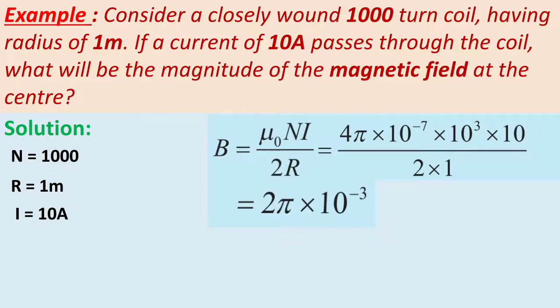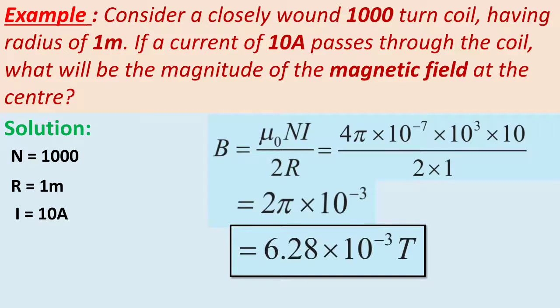Now pi itself is 3.142. So finally we will have the answer as 6.28 into 10 raised to minus 3 Tesla, as we have to find the magnitude of the magnetic field. The unit for the same will be Tesla or weber per meter square. So we can simply write Tesla. So this is one of the applications of the formula, as you can see. Now let's move on to the next topic, which is a very interesting one.